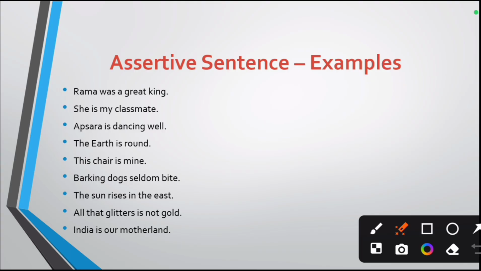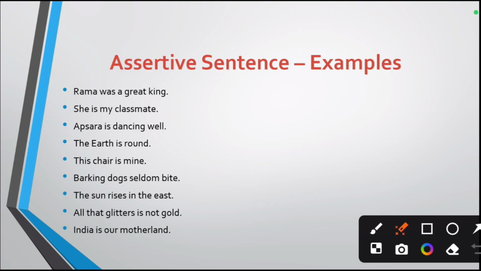Like this we can observe the remaining examples also. She is my classmate. Apsara is dancing well. The earth is round. This is a statement. All nature things: the sun rises in the east, the sun sets in the west, the earth is round. All natural statements come under the assertive sentences category.